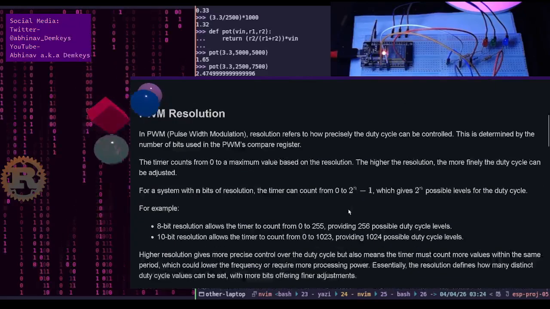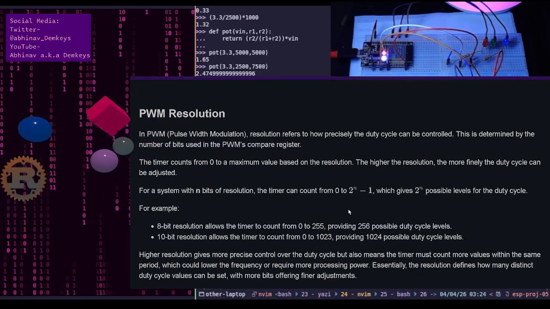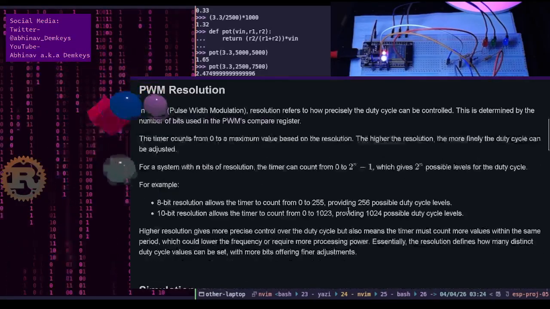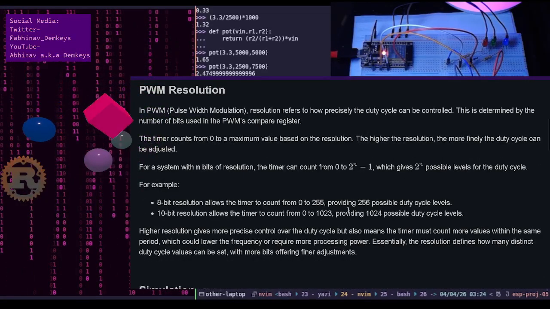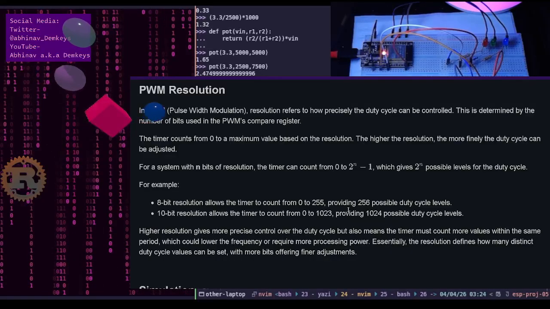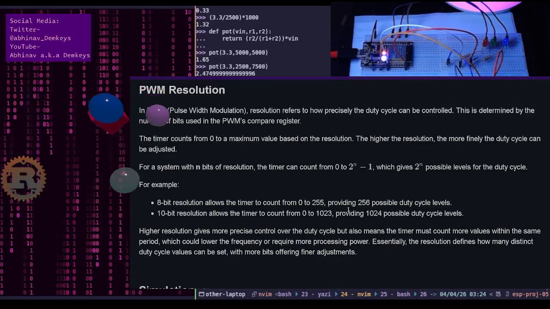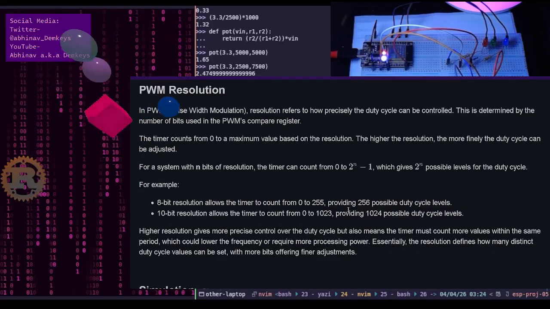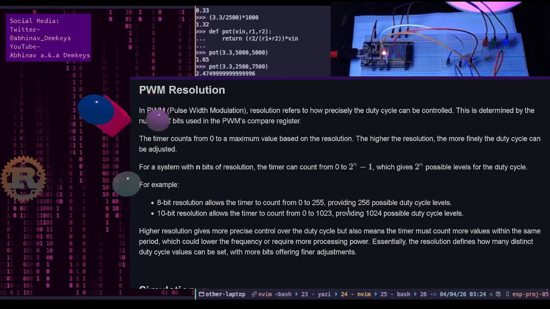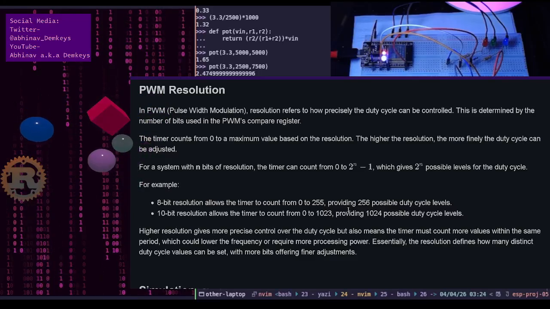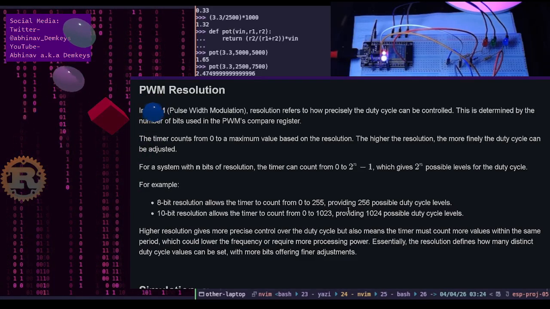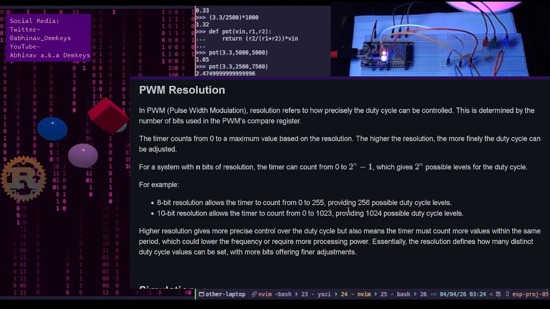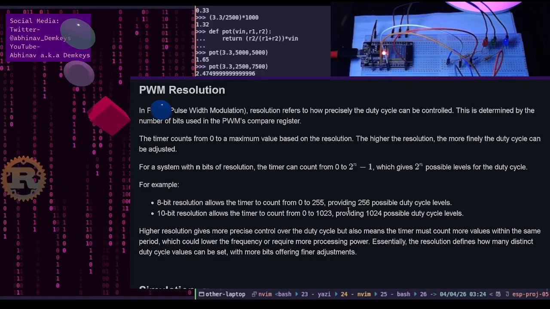PWM resolution. I still haven't fully understood this, but let's continue reading. In PWM, resolution refers to how precisely the duty cycle can be controlled. This is determined by the number of bits used in the PWM's compare register. The timer counts from 0 to a maximum value based on the resolution. The higher the resolution, the more finely the duty cycle can be adjusted.